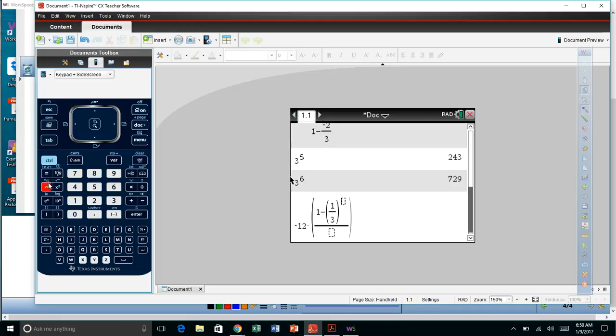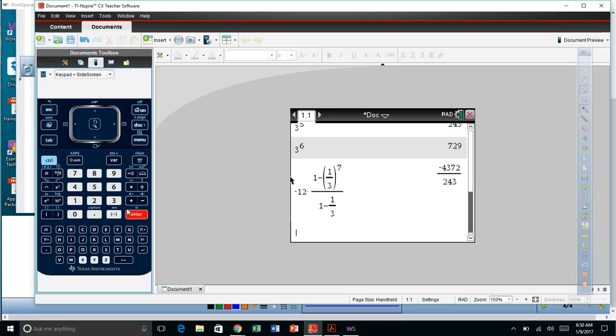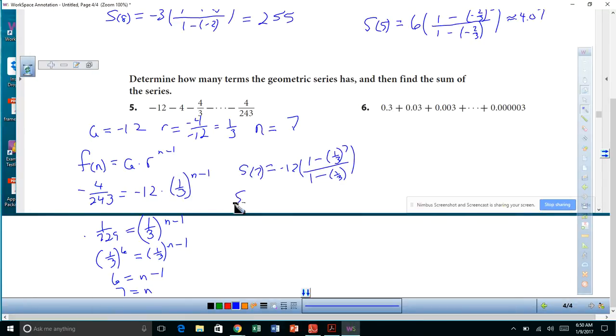caret 7, and that's going to be 1 minus 1 control divide 3. Press enter. Negative. Wow, that looks funny. Why don't we control enter that, and we get negative 17.99. So S of 7 equals negative 17.99, and that's approximately. There's a little bit more to it.